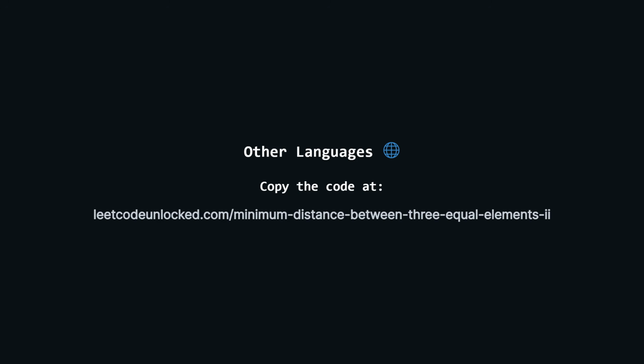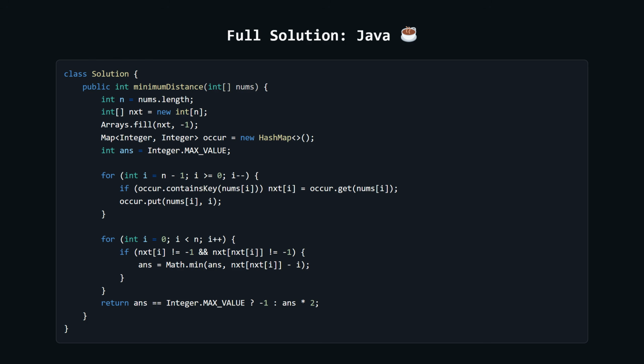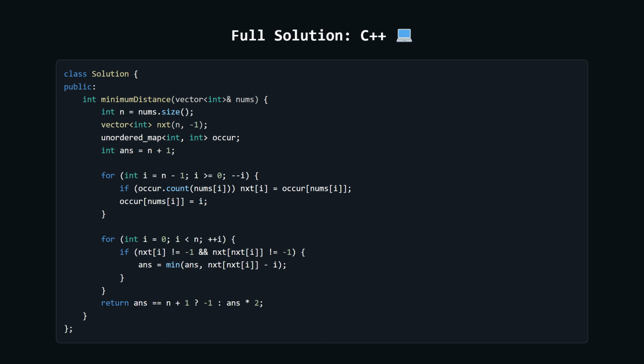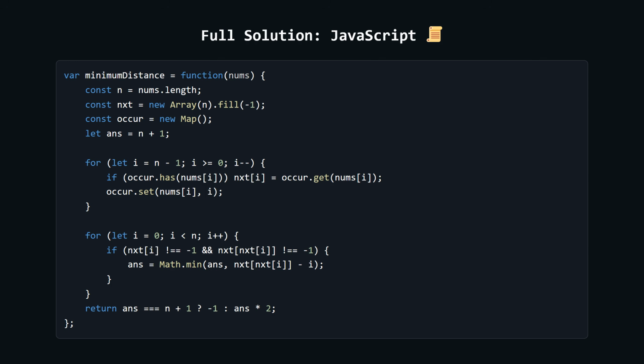As promised, here are the versions for other languages. Here is the Java version. It follows the exact same 2-pass logic using a hash map and an integer array. And here is the C++ version. We use an unordered map here to keep our lookups fast. Finally, here is the JavaScript solution. The logic remains consistent across every language.